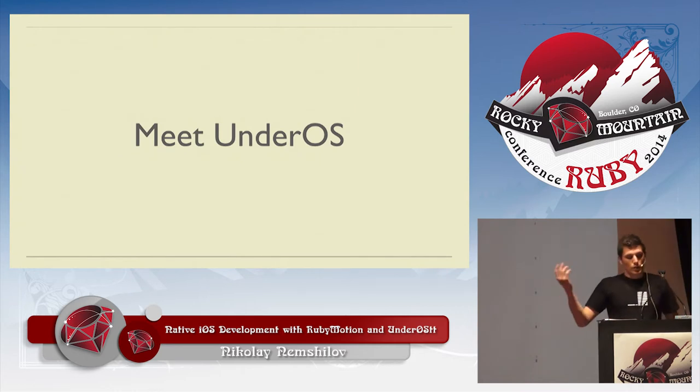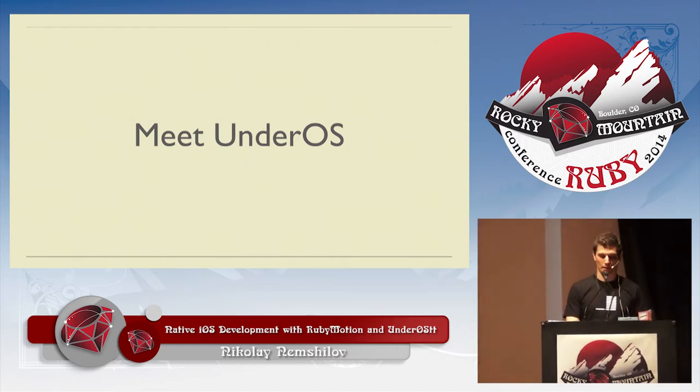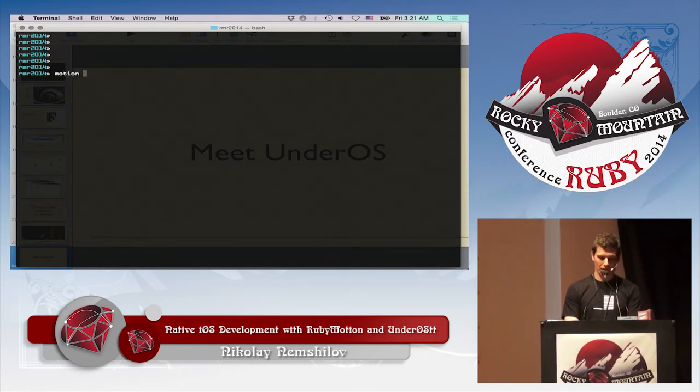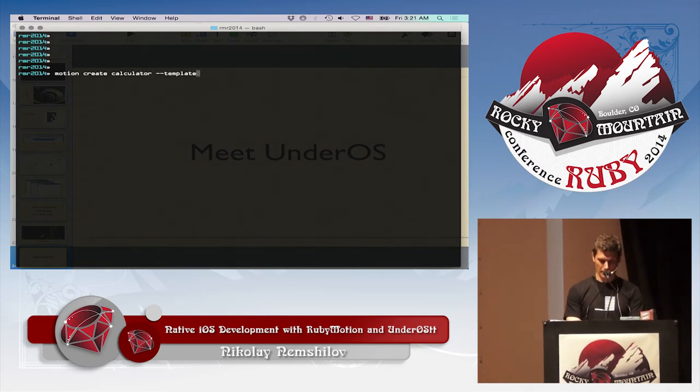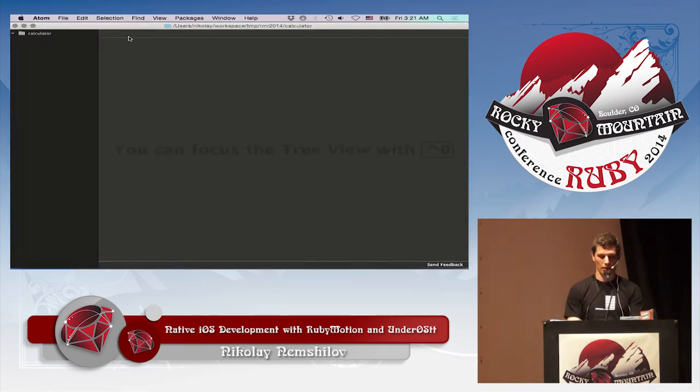So I built this project called UnderOS. It's kind of hard to explain, so what I came up with is a short live demo. We've got the UnderOS project available as a Ruby gem. You can install the gem, and then it will provide you with a template for RubyMotion. And you can spawn it kind of like that. You go there, you say, show me the thing.